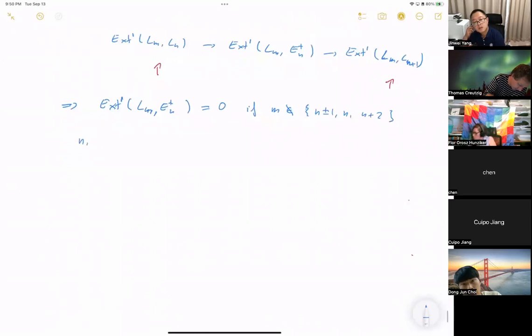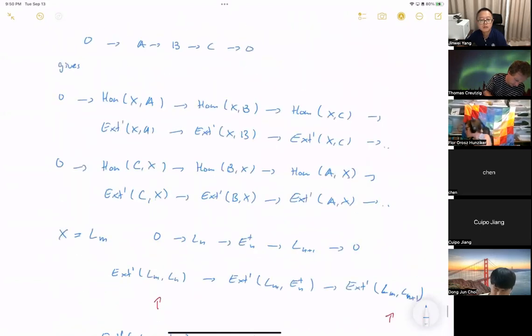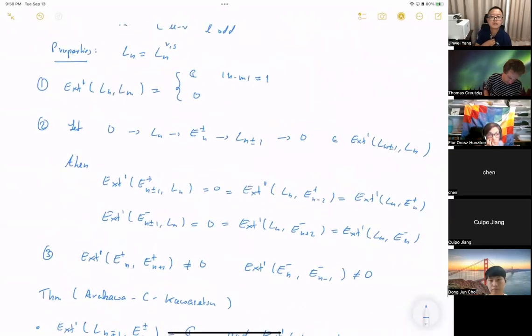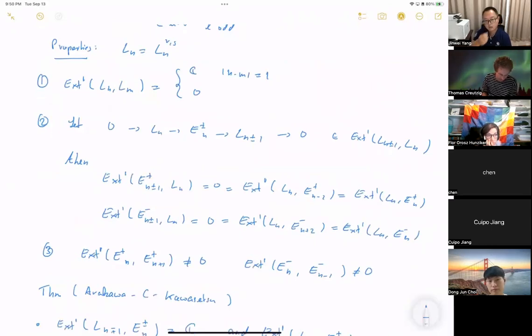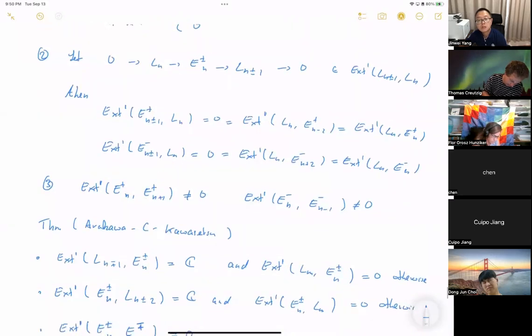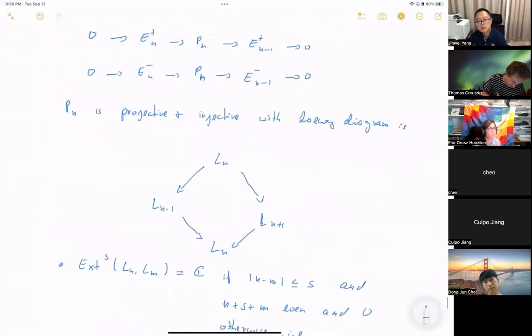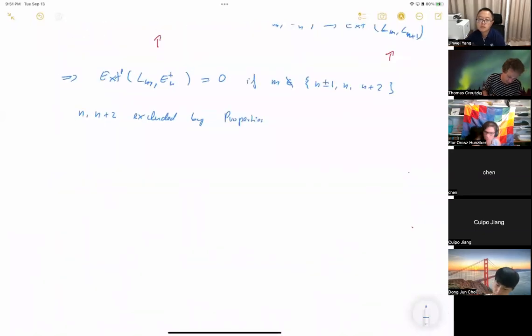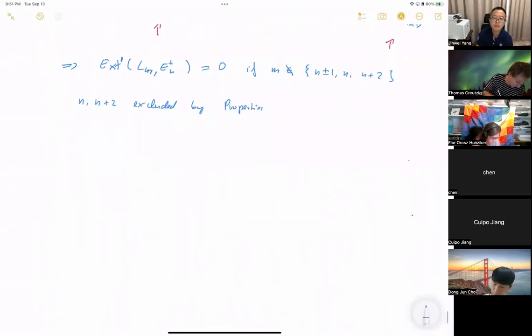So first it turns out that the cases n and n plus two are excluded by what we proved before. Before we already know here that certain Ext^1 between L_n and E_{n+m} vanishes. And n and n plus two is already in there, as you see. The labels differ by two, by the properties. And so in fact, we only have to look at the values n plus minus one. And for that, you do a case-by-case analysis.